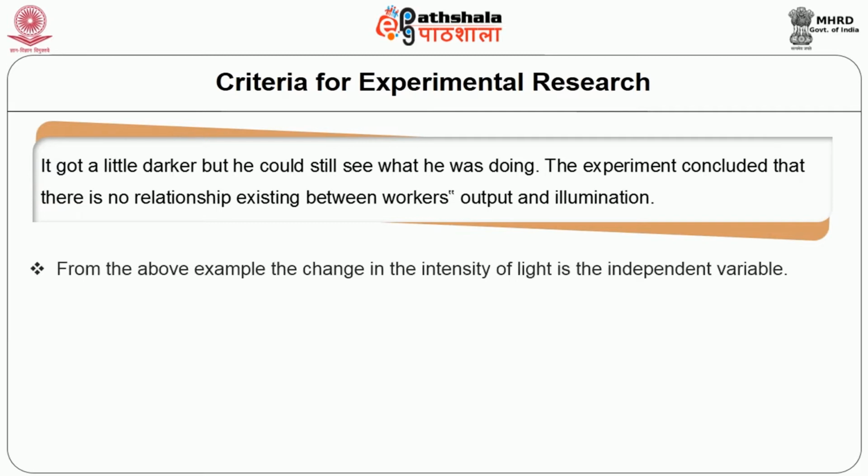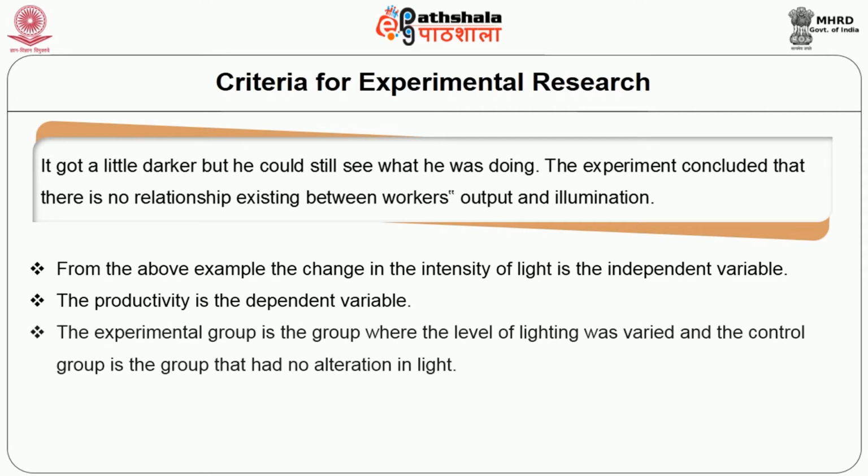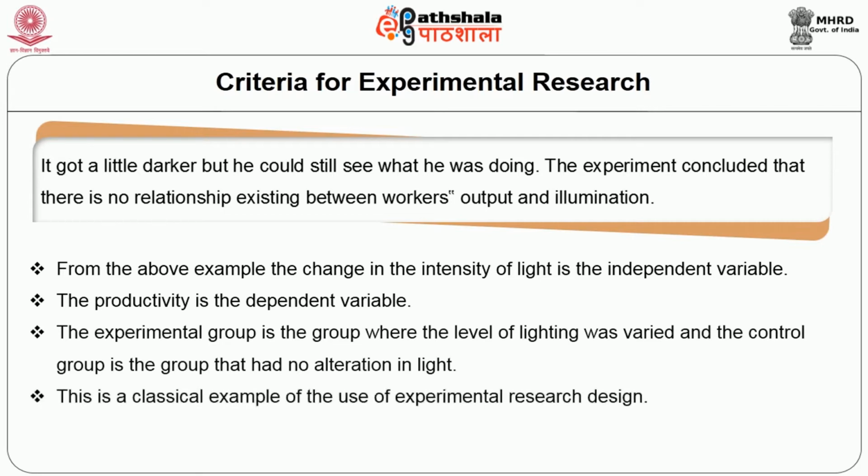From the above example, the change in the intensity of light is the independent variable. The productivity is the dependent variable. The experimental group is the group where the level of lighting was varied, and the control group is the group that had no alterations in light. This is a classical example of the use of experimental research design.